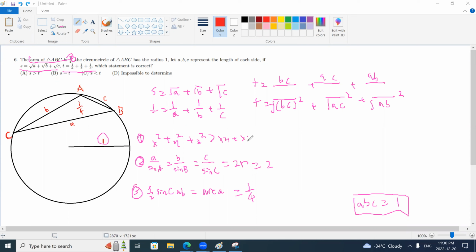Okay, so what would X be? X would just be this thing. Y would be this thing, and Z would be this thing. Okay, so good. Let's see what we'll end up with. So this thing is bigger than just using the formula.